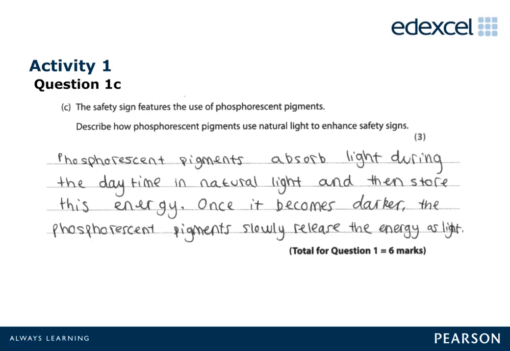Section 231F of the AS specification includes a number of modern materials and products which candidates should be taught about. Their knowledge should enable them to answer questions which consider the applications of these materials. In question 1C, the focus is on phosphorescent pigments and how they can be used to enhance safety signage. The question is in the form of a describe question, and candidates are asked to describe how phosphorescent pigments can be used to enhance safety signage.